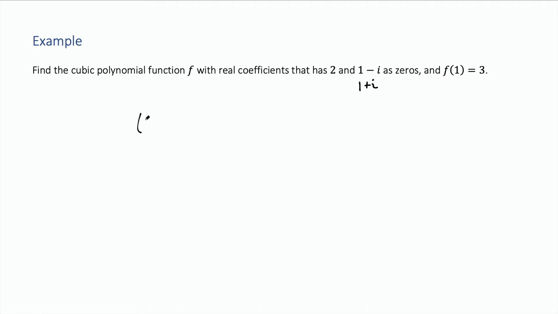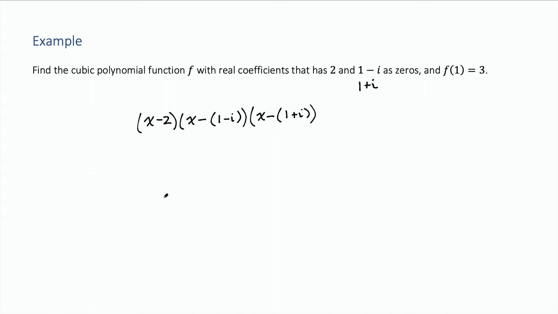This tells us that our factors are x minus 2, because of the positive 2 zero, x minus (1 minus i), and x minus (1 plus i). This is just following the pattern that if a number is a zero, then x minus that number is a factor of the polynomial. So we've just taken x minus each of these. I'm not going to worry about f of 1 equaling 3 right now. We'll get to that at the end after we've multiplied this out.